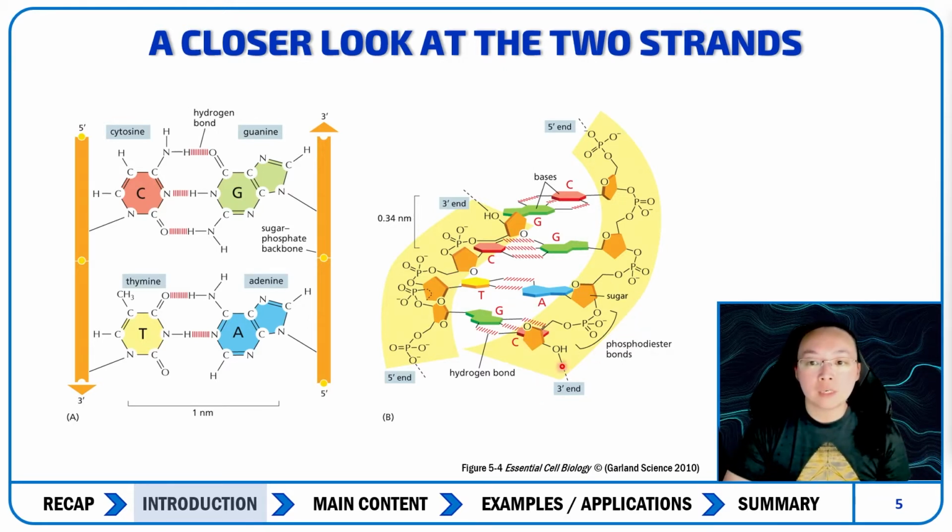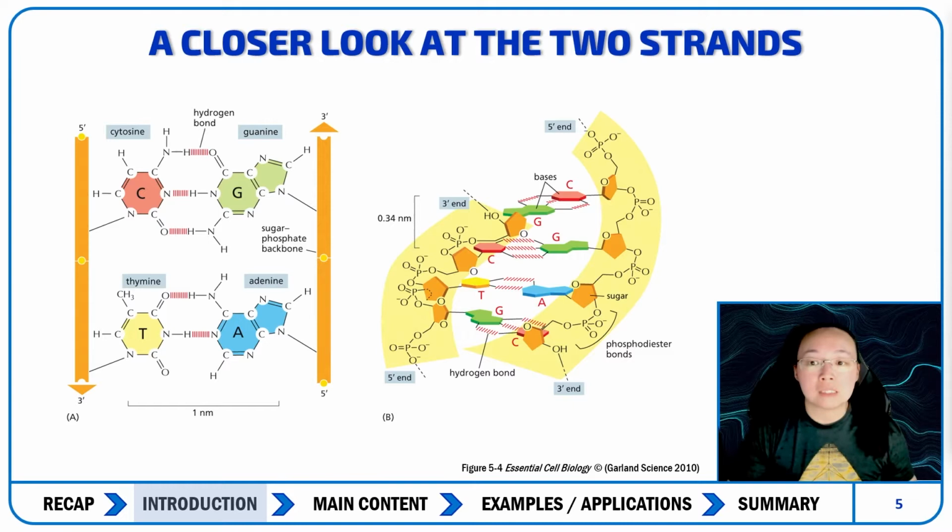What's important to note is that there is a sugar phosphate backbone that runs alongside each base pair. And to connect these sugar phosphates together, there's what's called a phosphodiester bond. So that's an important term to remember. That phosphodiester bond is going to link nucleotides together and gives each strand what we call a chemical polarity.